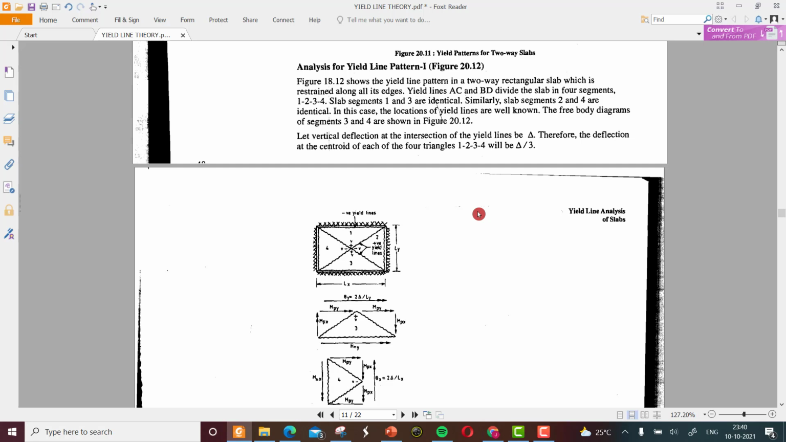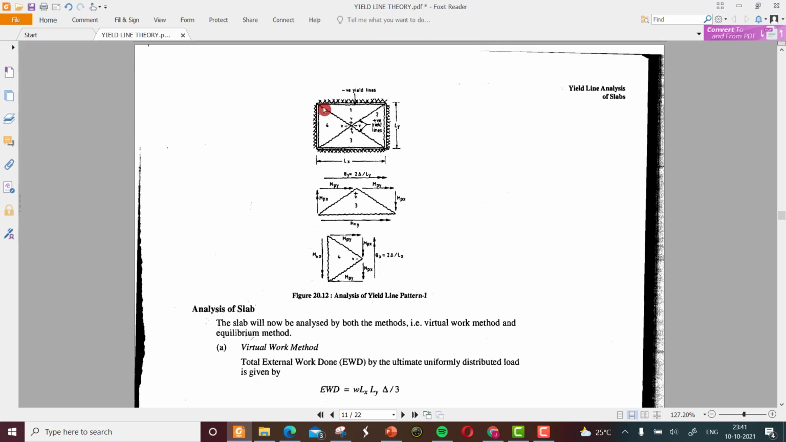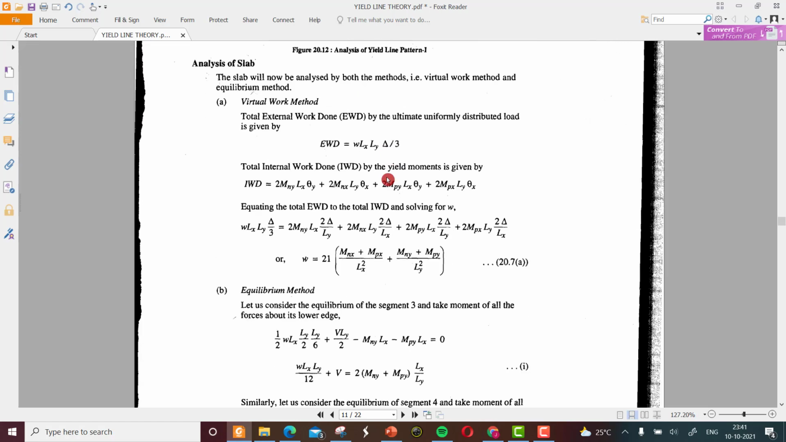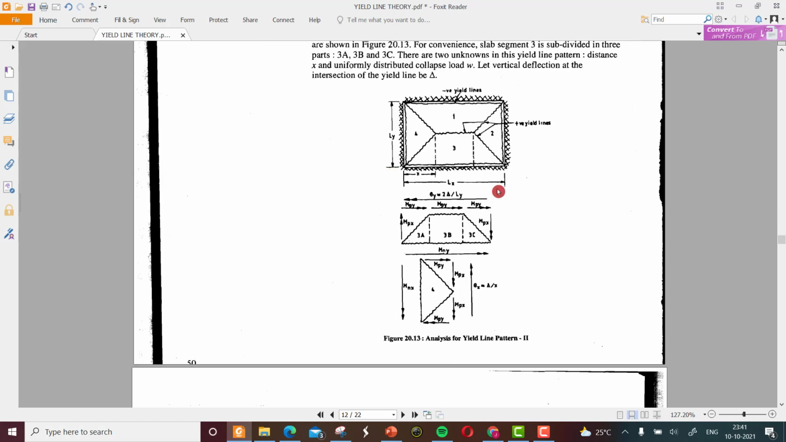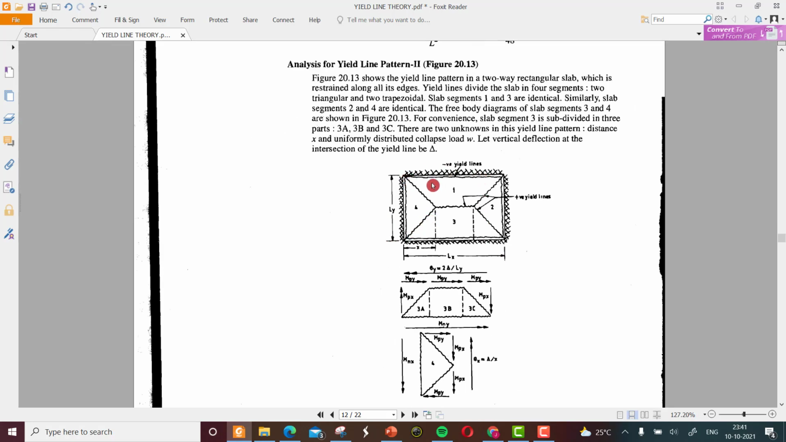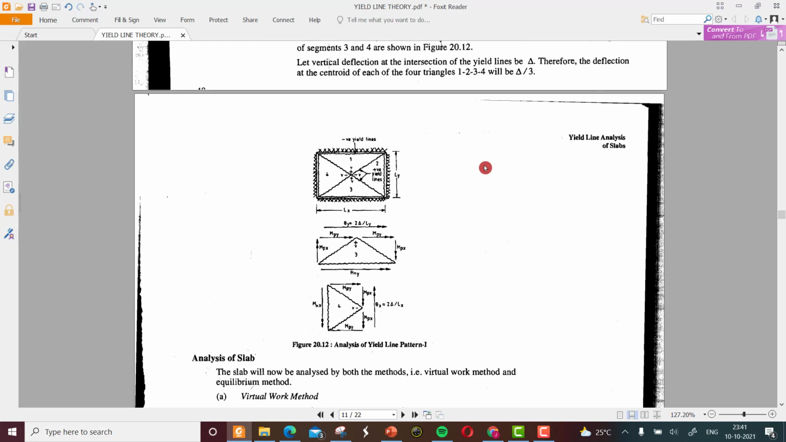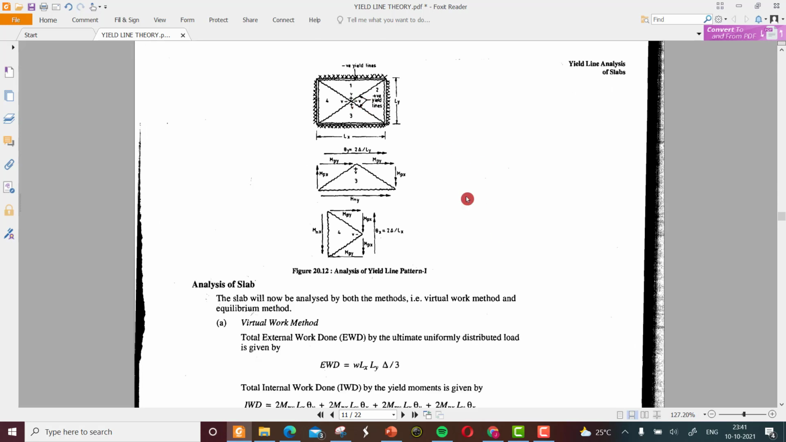So here we are taking two yield line patterns. Yield line pattern one is dividing the total slab into four triangular segments. And I will also show pattern two for a clear understanding. Pattern two is based on triangles as well as trapezoidal shapes. Okay, so we need to find the collapse load for both conditions.